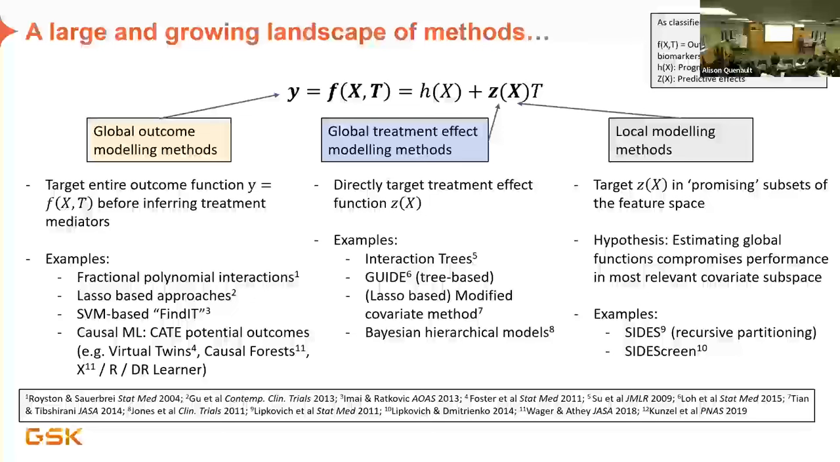And finally, local modeling methods I won't be talking about today. They'd be a subclass of the treatment effect methods, but the nature of these methods is they suppose you don't need to estimate the entire treatment effect function. For example, the extremes are unlikely to be relevant. So if there was a way to learn what the important bit of the treatment effect function is, you can focus your information there. And there are now algorithms that attempt to do that.